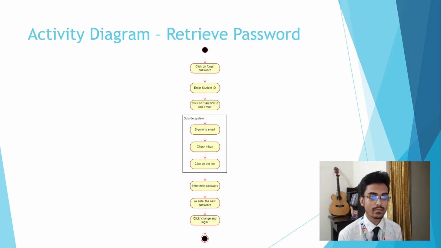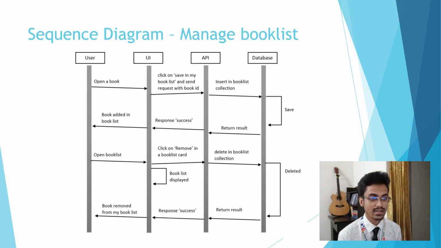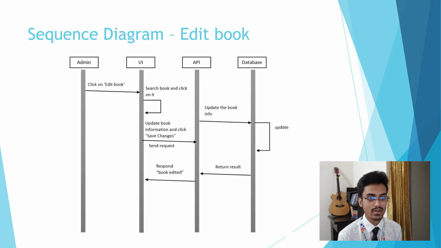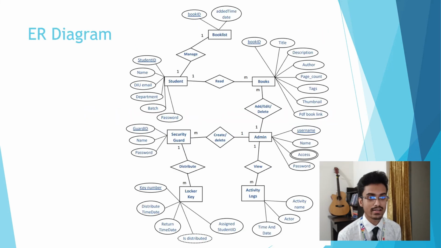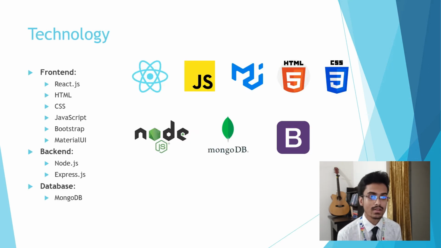Then we have the activity diagrams, and we have a sequence diagram for each activity diagram. And here is the ERD. As I am doing my project in NoSQL, this ERD is for a relational database, and NoSQL is not relational. As technology, we will use React.js, Material UI, HTML, CSS, and JavaScript in the front end, and for the back end we will use Node.js and Express.js, and as a database we will use MongoDB, which is NoSQL.